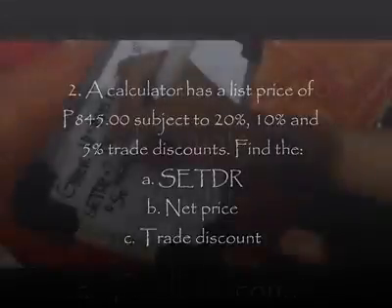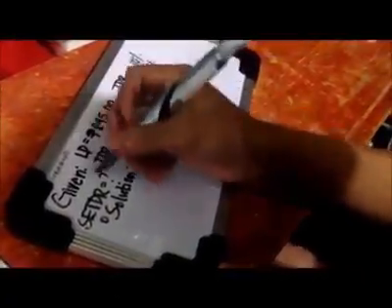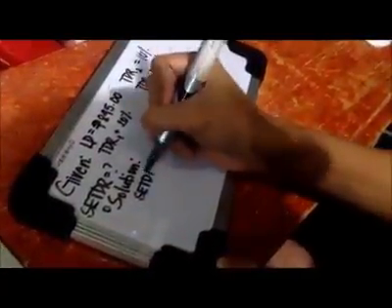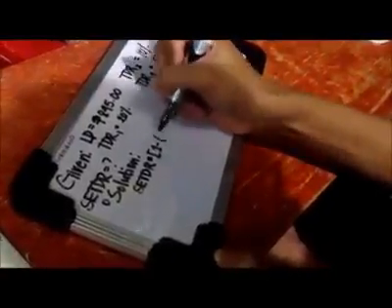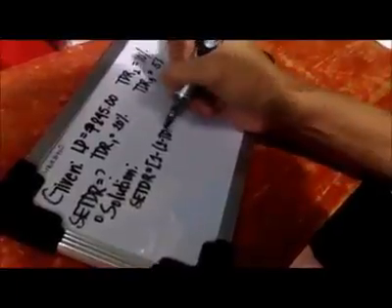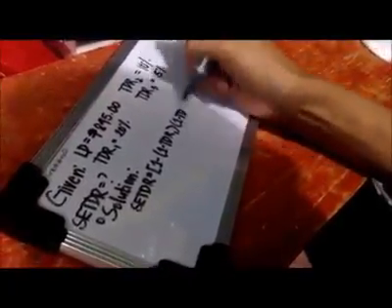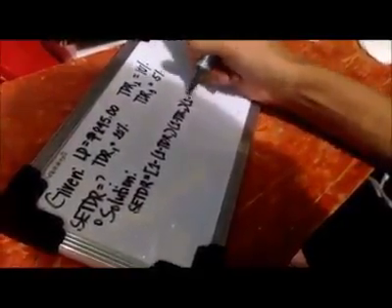So as stated in the problem, we need to look for the single equivalent trade discount rate, or the SETDR, net price, and the trade discount. First, we're going to solve for the single equivalent trade discount rate by using the following given. The list price of 845 pesos, a trade discount rate of 20%, another trade discount rate of 10%, and another trade discount rate, which is 5%.